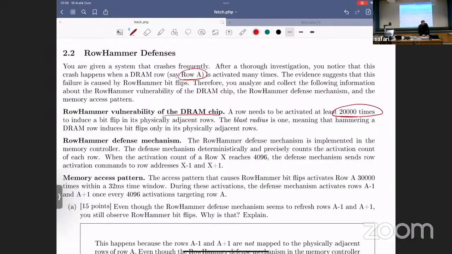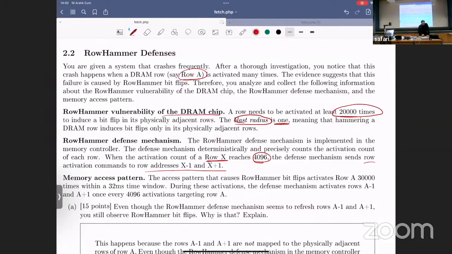So, when we look at our RowHammer defense mechanism, the behavior is like this. Whenever a row X is activated 4096 times, it triggers a defense action that sends row activation commands to the row addresses x-1 and x+1. And from the DRAM chips characterization, we know that the blast radius is 1. So when you hammer a row, you induce bit flips only in the adjacent rows, not the other rows.